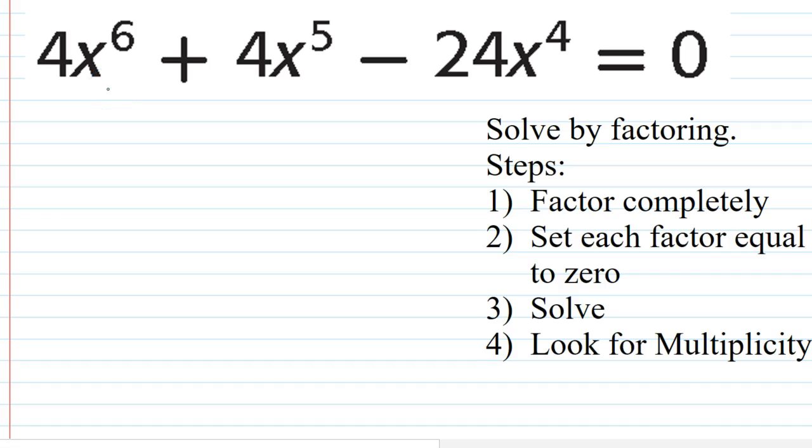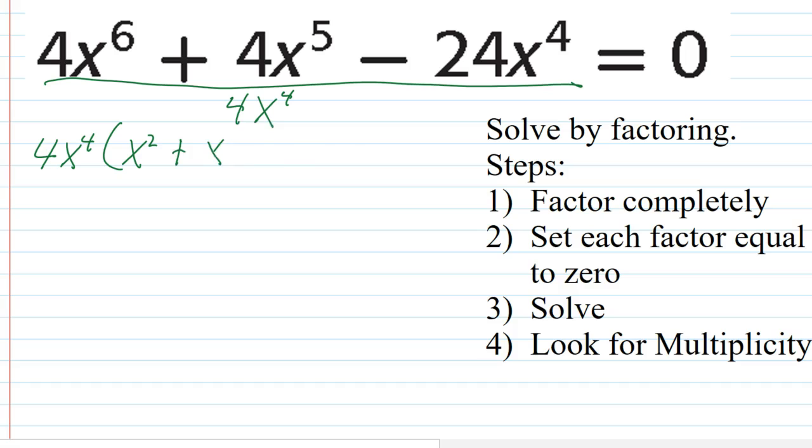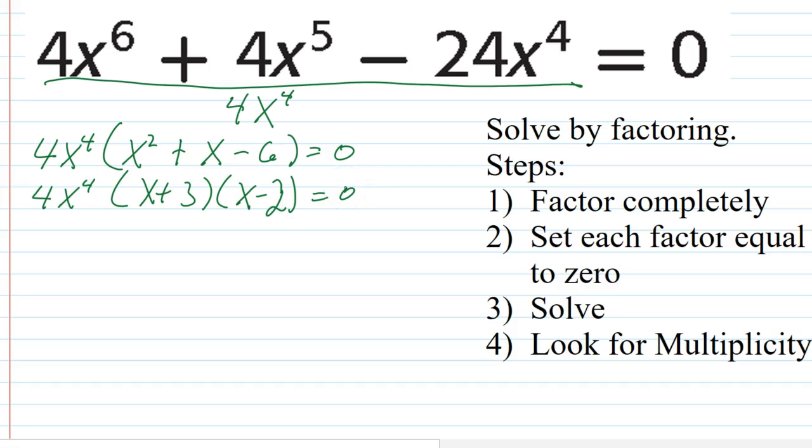This one, they have not factored it for us, so we need to factor it. First thing I want to look for is a GCF. I see that I have a GCF of a 4, because there's a 4, and there's a 4 inside the 24. Also, we have a power of 4 on the x's. Once I take out my GCF, it becomes much easier to factor. Now I set each factor equal to 0, and I can solve.